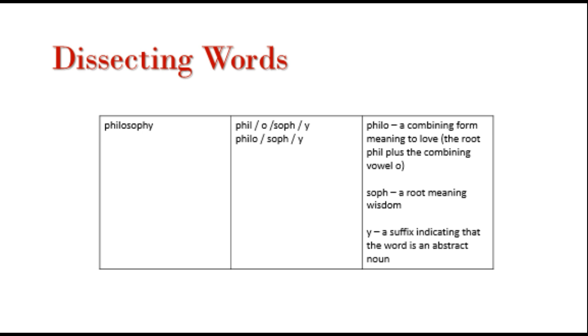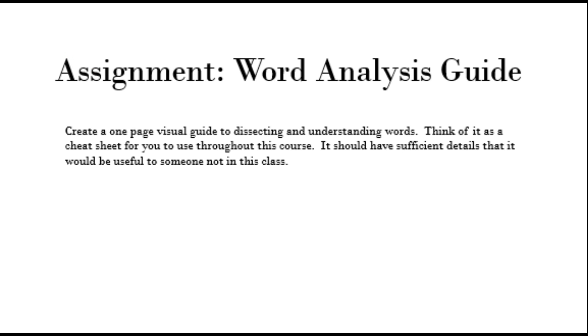Philosophy. The root phil means to love, and the root soph means wisdom or knowledge. As we saw earlier, the suffix y indicates that the word is an abstract noun. Philosophy is the love of wisdom. Hopefully, this short video has helped you to start to see words as combinations of word parts that you can dissect and analyze, rather than singular entities. Of course, this also works the other way. You can add word parts to form a word.